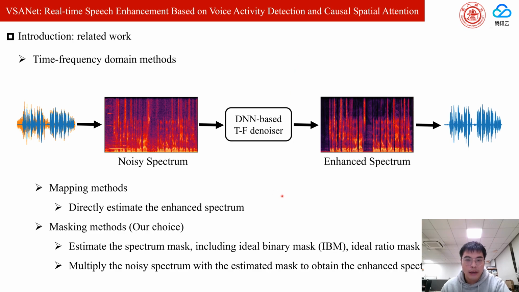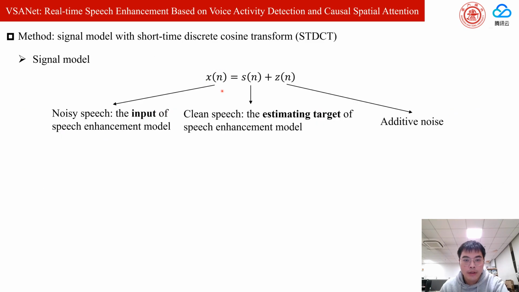Time-frequency domain methods can be further categorized into mapping methods and masking methods. In our work, we adopted the masking methods. Given the noisy speech x(n), where n represents the discrete time index, it can be represented as the sum of clean speech s(n) and the additive noise z(n). Therefore, the goal of speech enhancement is to estimate the clean speech s(n) from input noisy speech x(n).